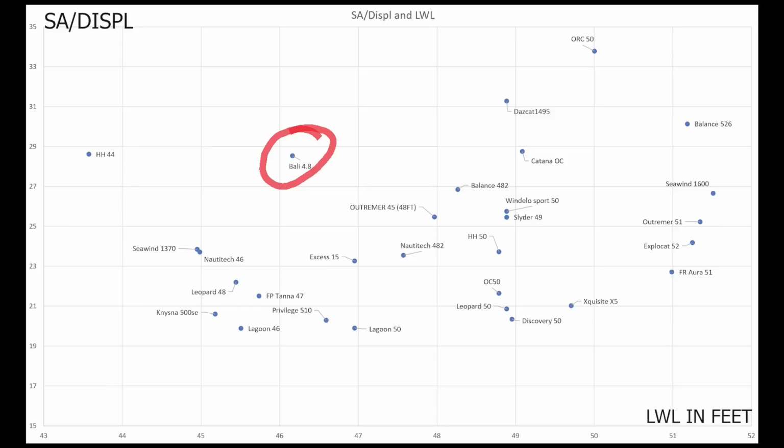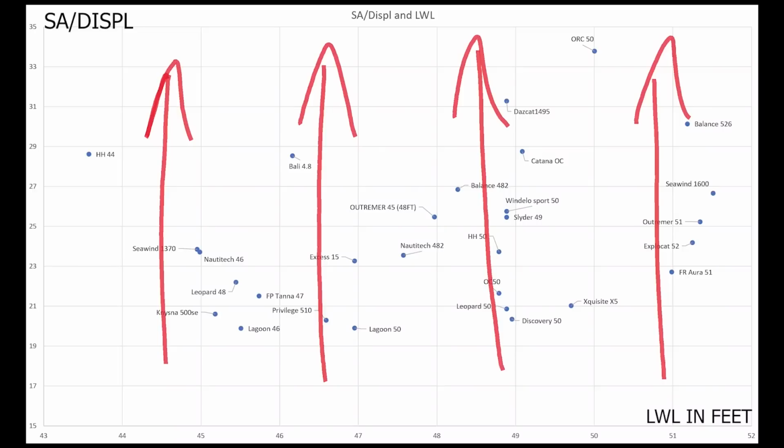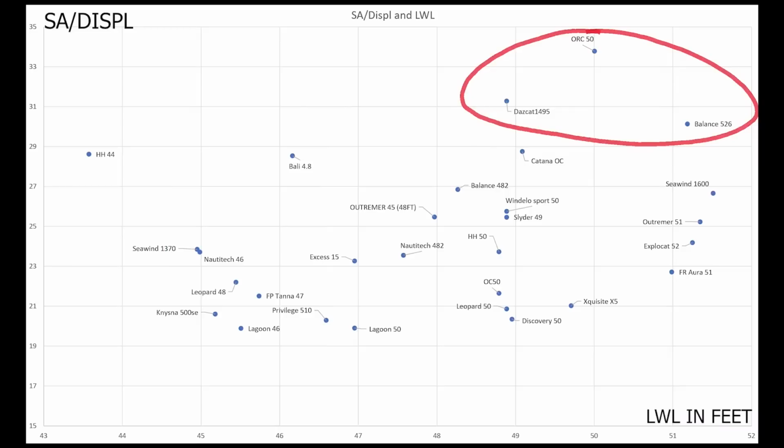If you look at this linearly, like get rid of the waterline length and just smash all these things to the left, the Balance is right there next to Catana, right under Dazcat, and right up there with HH, which is insane. Yeah, it's amazing. Oh, and above the Outremer. This is what we were talking about. All right, so I love this graph. The higher the numbers, the higher on the graph, the better the performance. So the top three are ORC 50, Dazcat next, and the Balance 526. And then apparently the Balance is not too far beyond that.